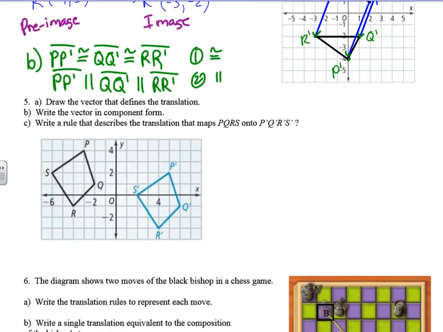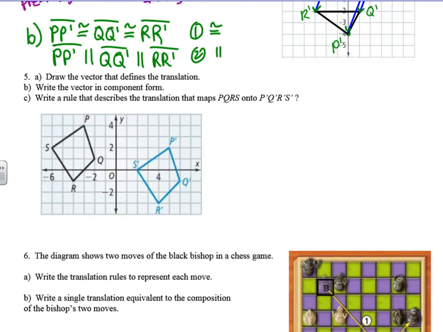Now draw the vector that defines the translation. What I'm looking for is over here, this is my pre-image because I've got the letter P. So to draw the vector, I want to go from P to P prime. That would be the vector of translation. I'll just give you the little arrow there. It doesn't say that you have to draw all of them, but we could, though I'm not going to in this case.